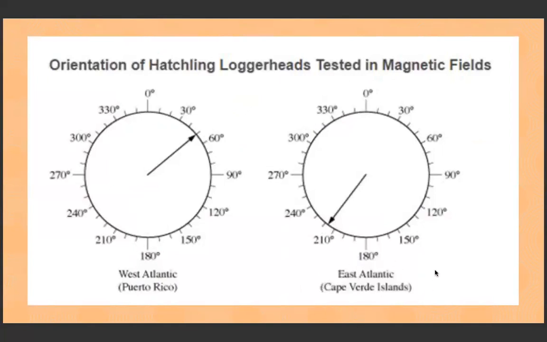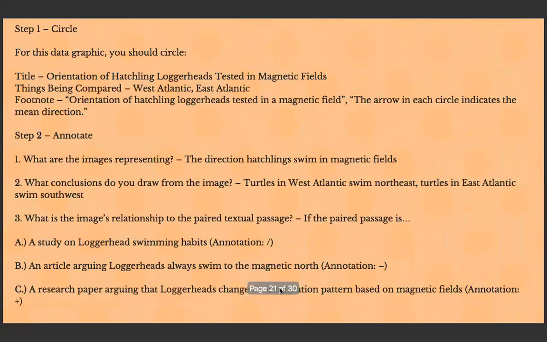And I'm sure now you can see where the turtles are going in the East Atlantic. They are what? Southwest? There you go. Turtles in the East Atlantic are swimming in the southwest, or in that direction.